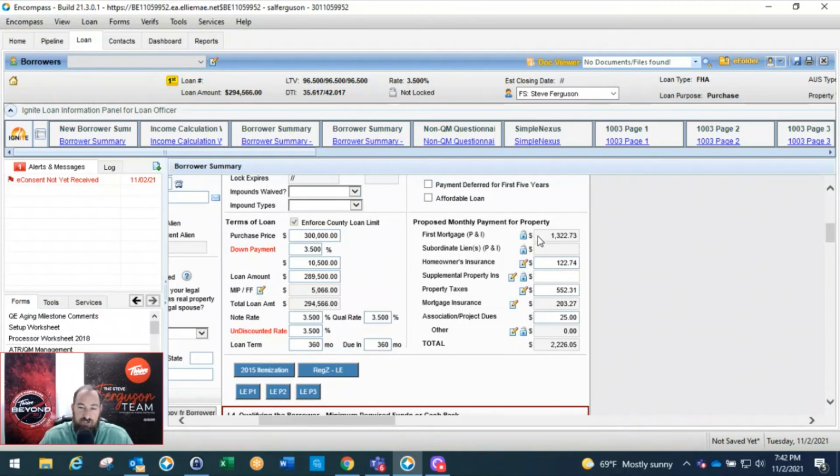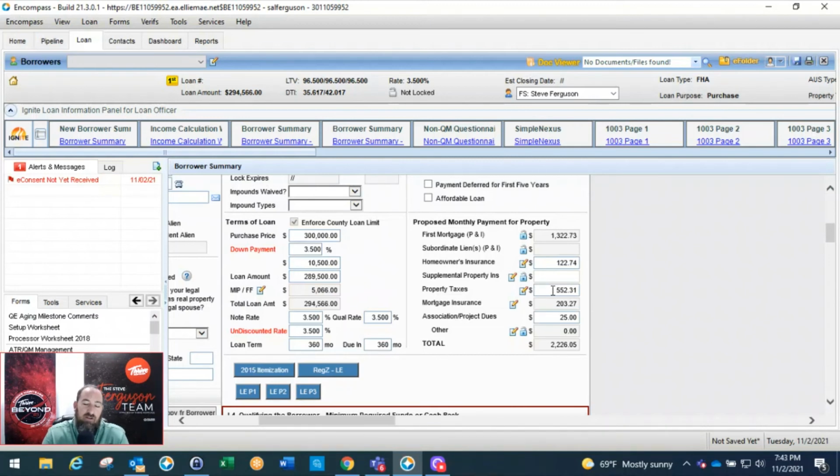So look what this does to your payments. Your payment went up to $2,226.05. Now, the payment increased that much because of a couple different things. Number one, you're putting less money down. That definitely impacts your total payment. Plus the upfront mortgage insurance with the monthly mortgage insurance increased your payment as well.